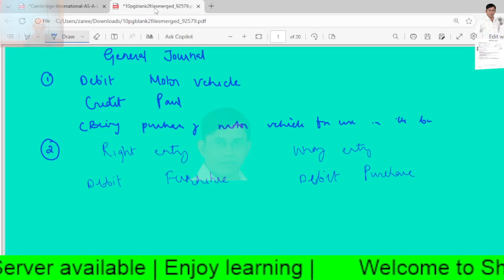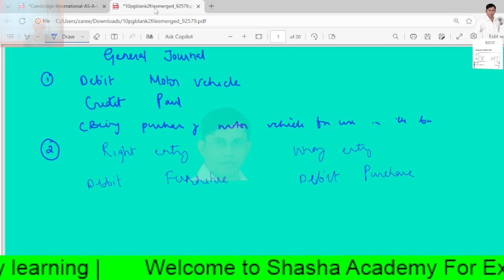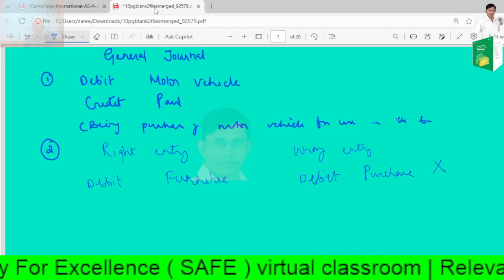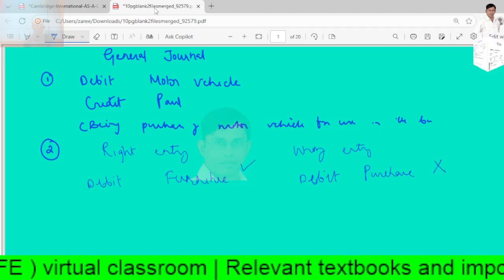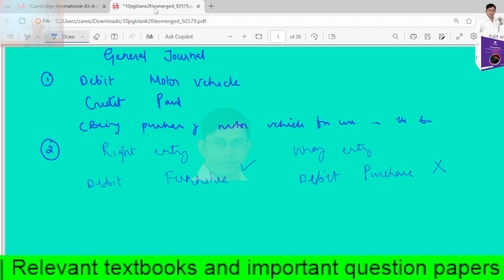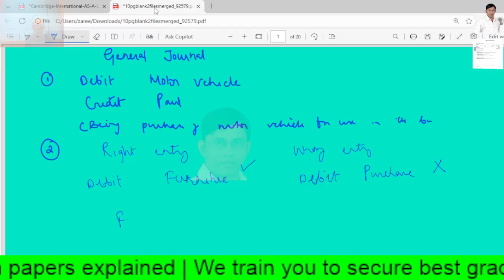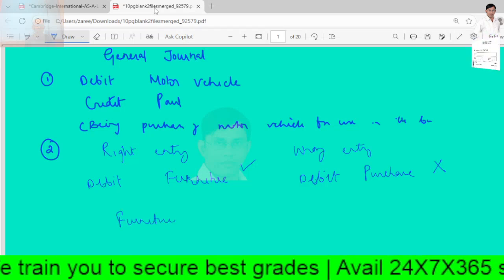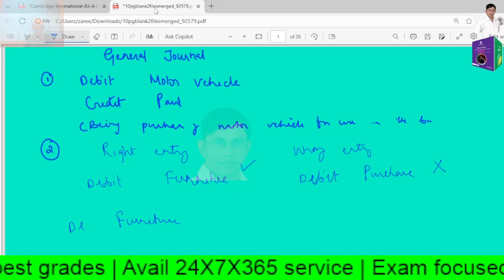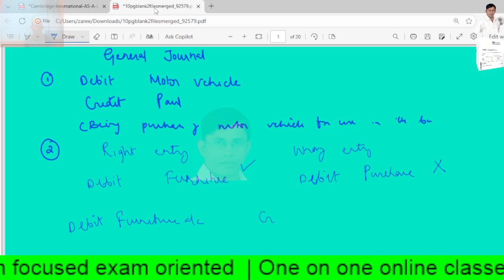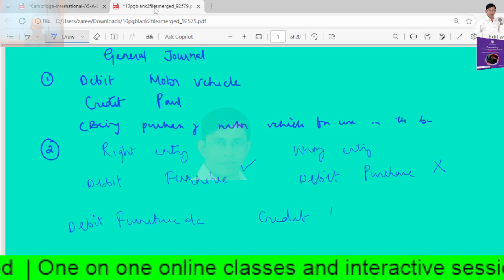So how to do it? What to do? We have to cancel this and we have to bring in this. To cancel this we have to credit, and to bring this we have to debit. So what is the entry? Furniture account debit, credit purchase account.